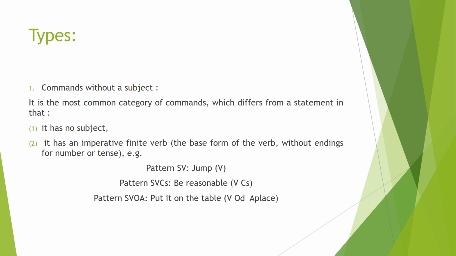Number two, it has an imperative finite verb. So here, there is no subject, so it is going to start with what? With the verb. The verb will have one form, and this form is going to be imperative. It has the imperative, finite form. How can we distinguish or identify this imperative finite form? It is in the base form of the verb with no endings for number or tense.